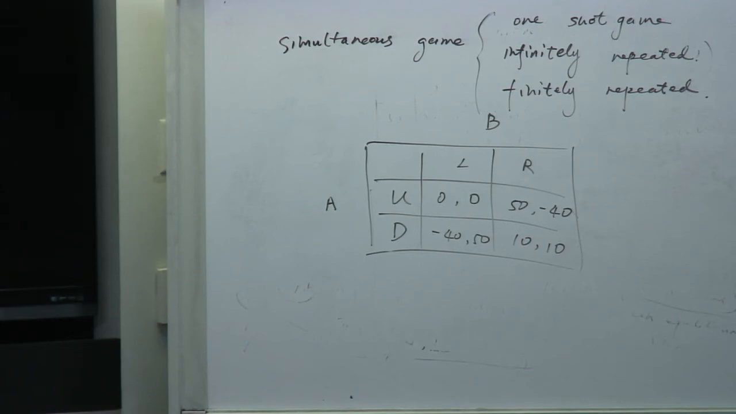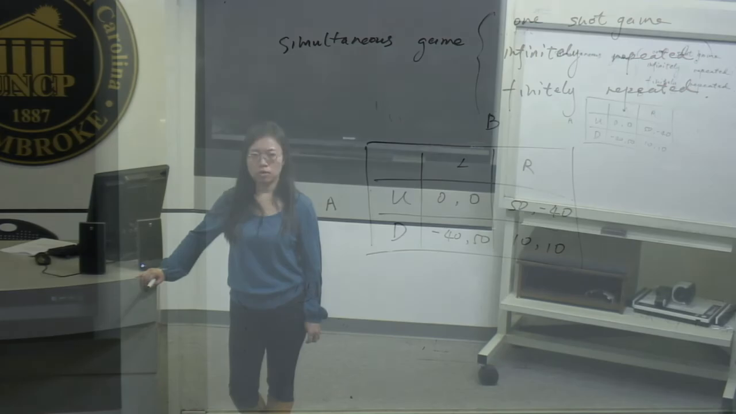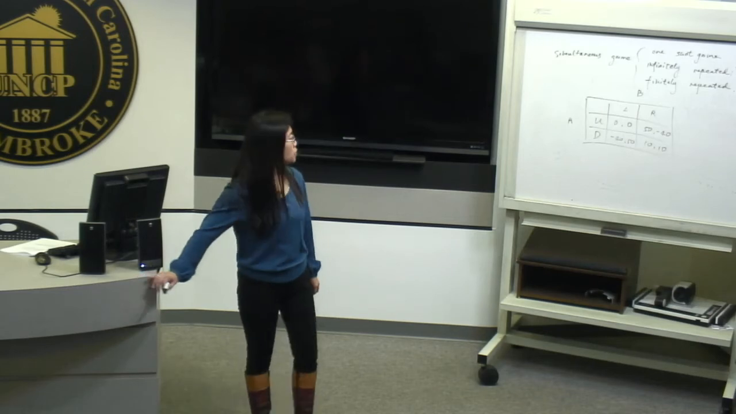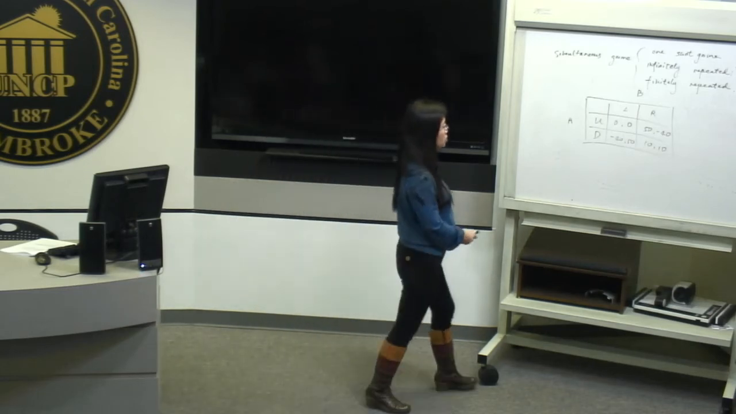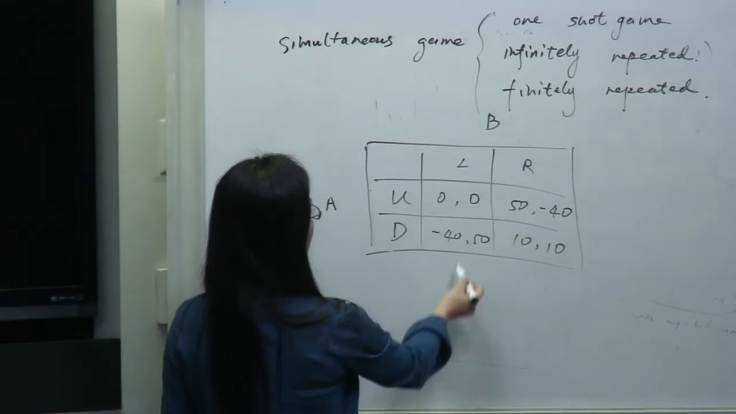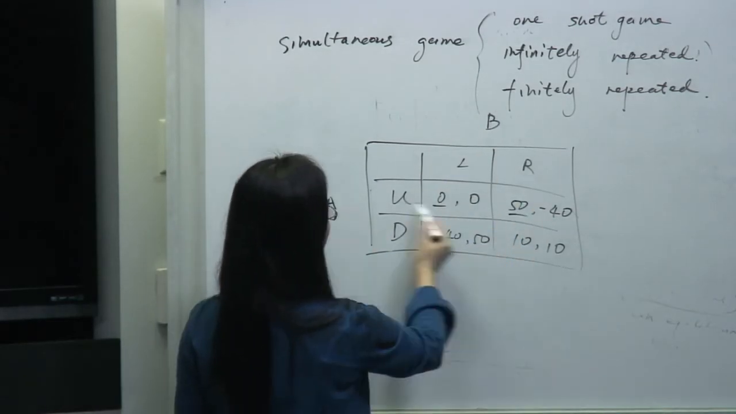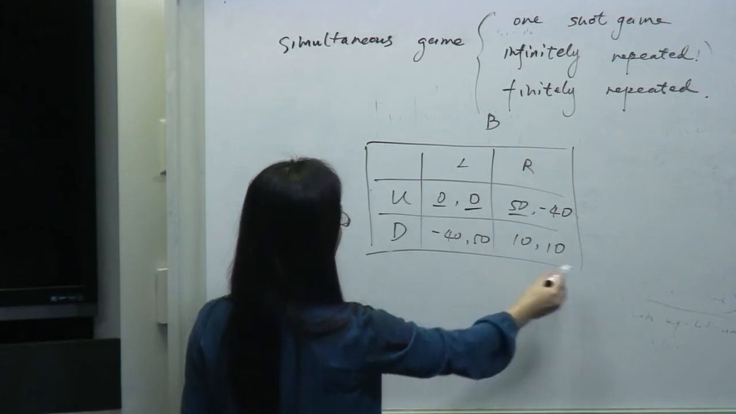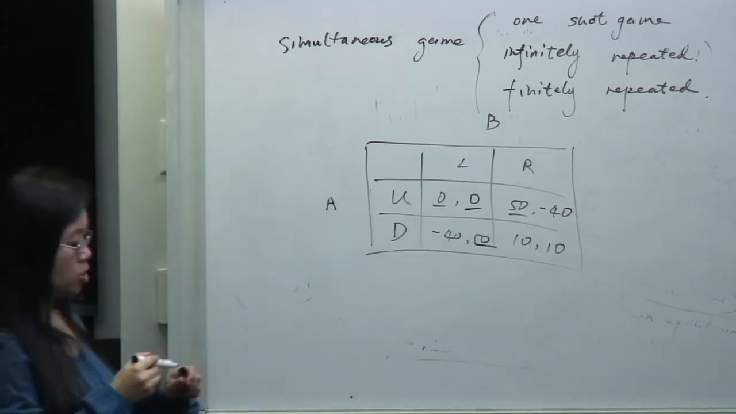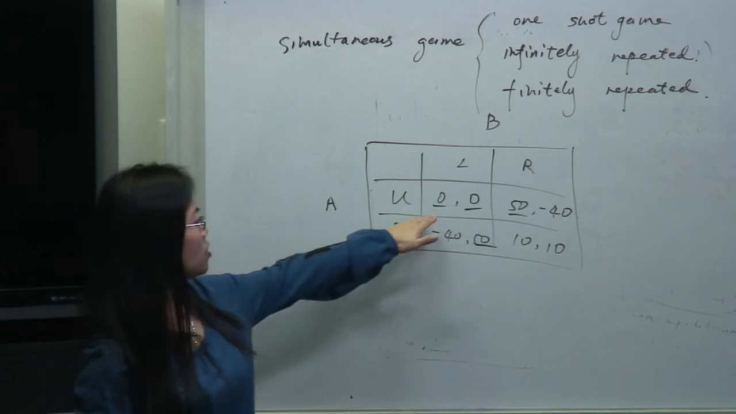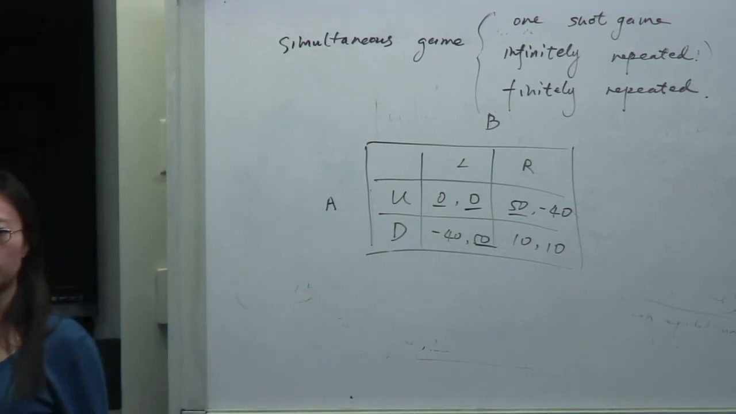Do you guys get it? What's the Nash equilibrium? It's (0, 0), right? It's UL. This is because when you fix B, this is better. When you fix R, this is better. When you fix A here, this is better. When you fix A here, this is better, right? So we have a Nash equilibrium.